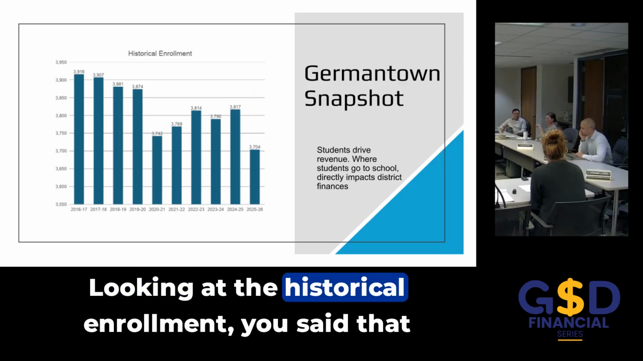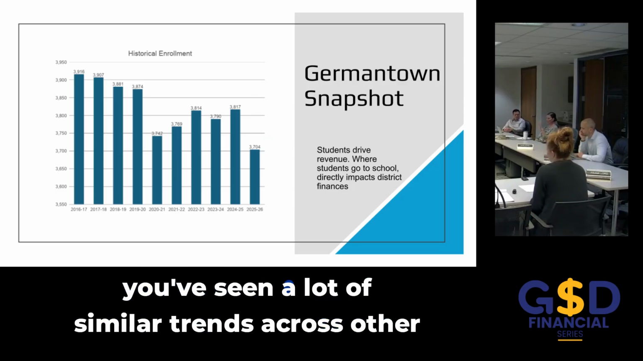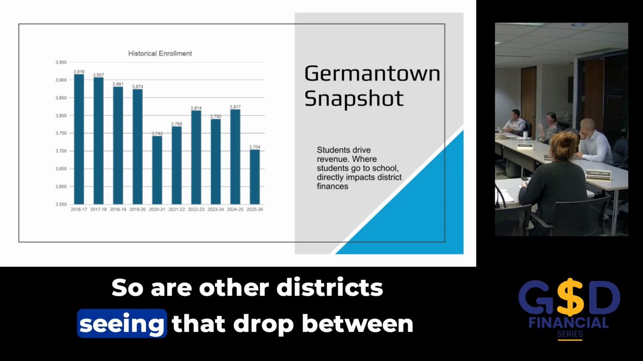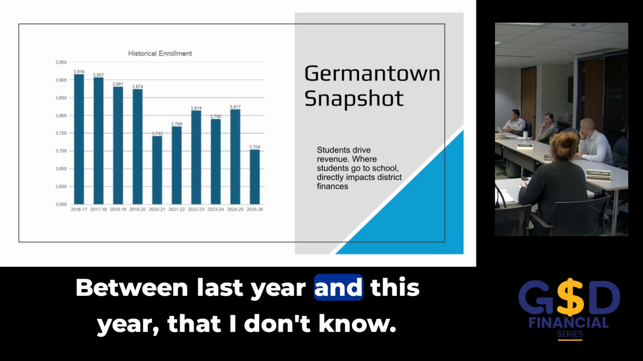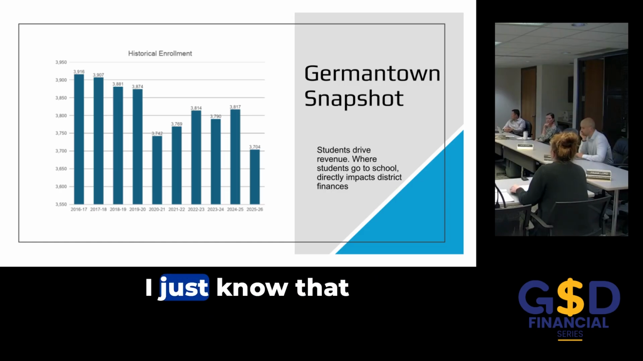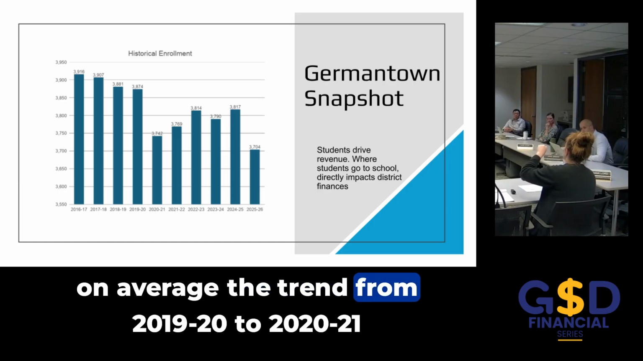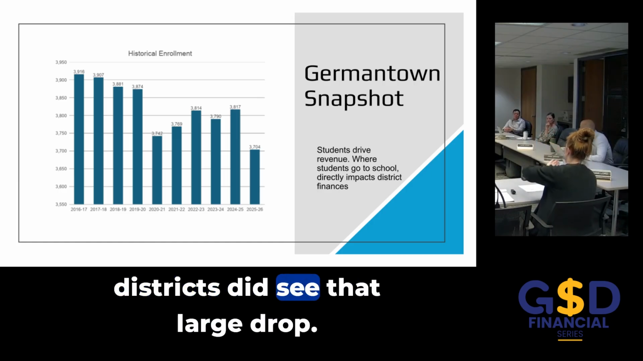Looking at the historical enrollment, you said that you'd seen a lot of similar trends across other districts. So are other districts seeing that drop between last year and this year as well? Between last year and this year, that I don't know. I just know that on average, the trend from 1920 to 2021, districts did see that large drop.